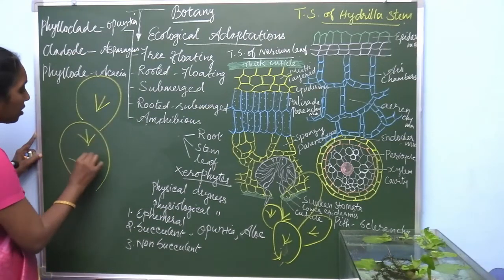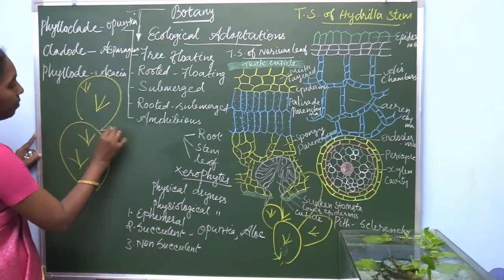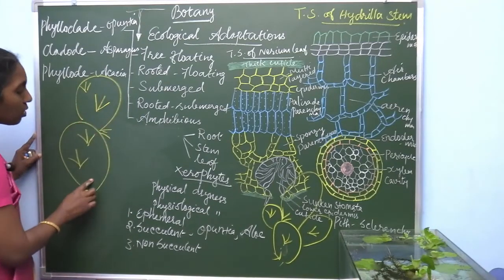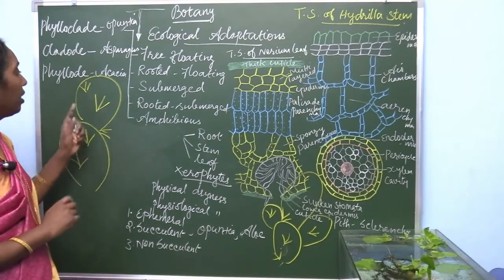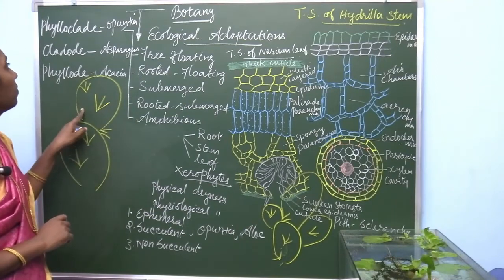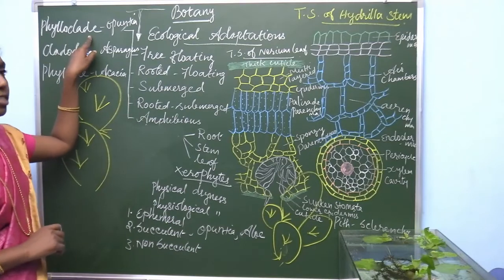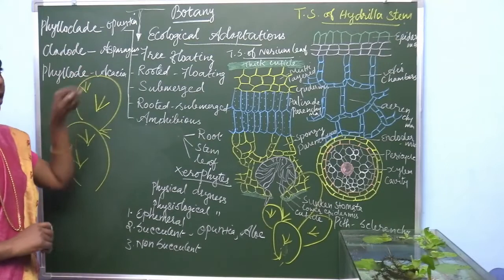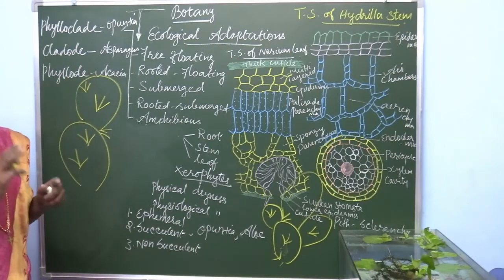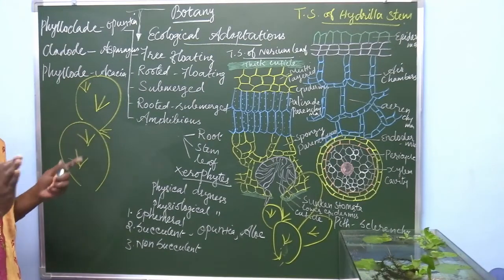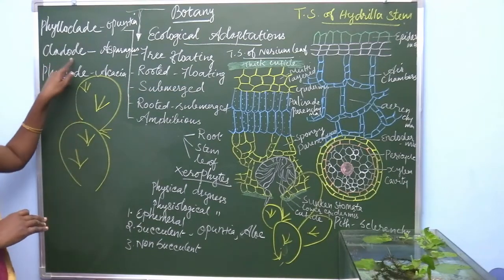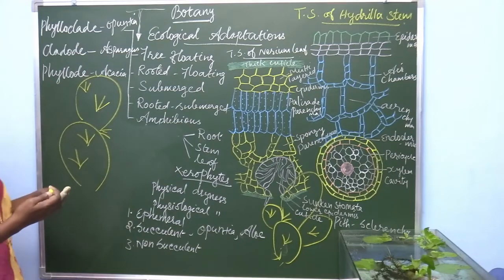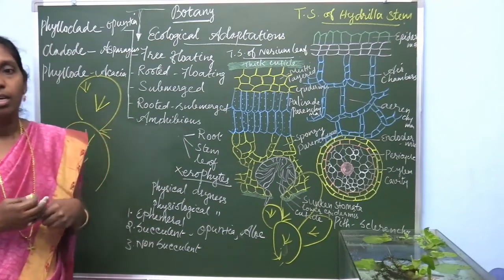Here the leaf is reduced into spines. These are the leaves; the leaves are reduced into spines. The stems are flattened and green in nature and perform photosynthesis. That type of modification is called phylloclade. And cladode, asparagus. In asparagus, two internodes are modified into flat-like structures called cladode. Example, asparagus. And phyllodes, in acacia.